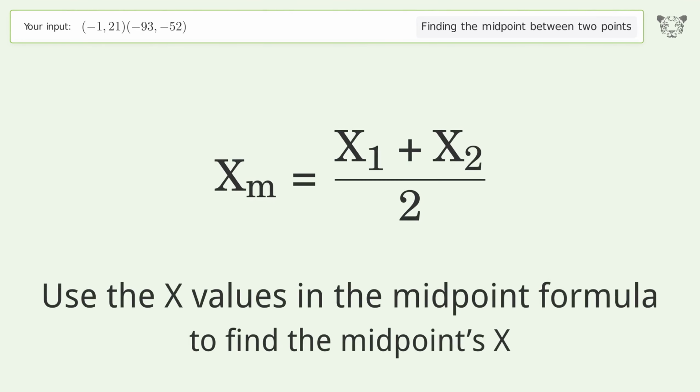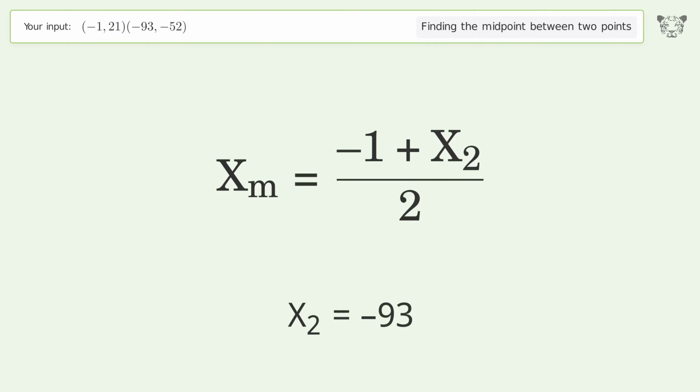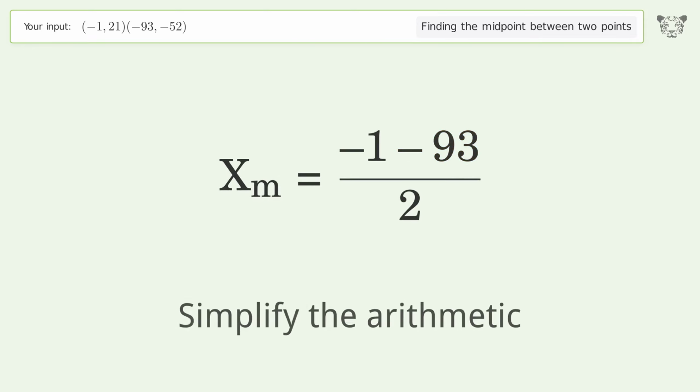Use the x values in the midpoint formula to find the midpoint's x. x1 equals -1. x2 equals -93. Simplify the arithmetic.